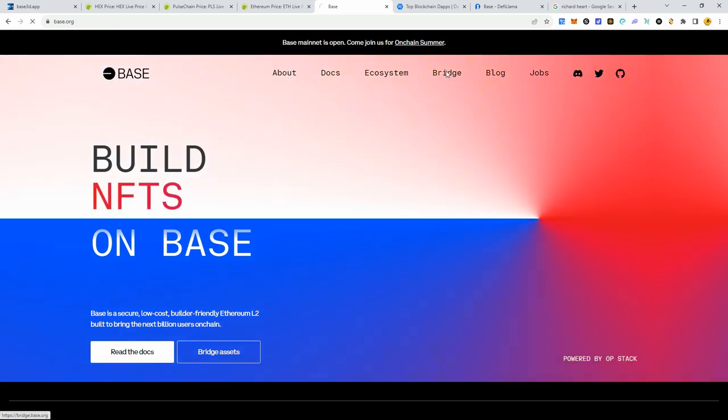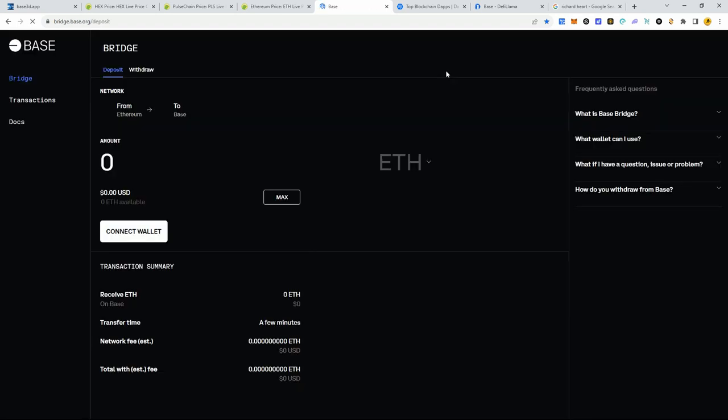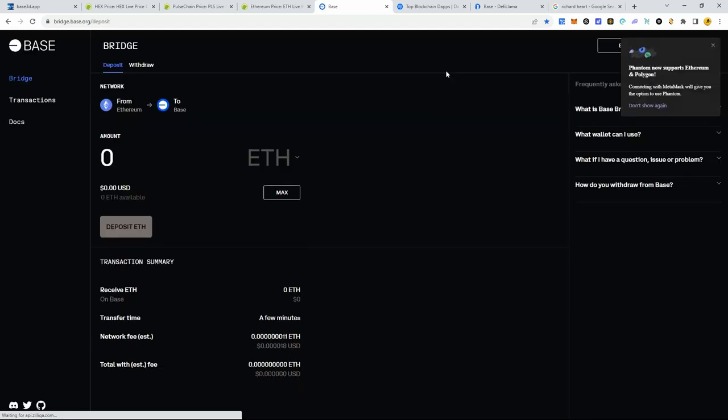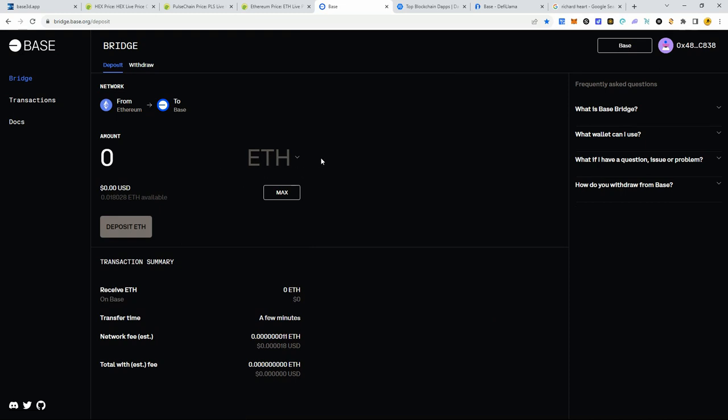As you go over here to the bridge, you're literally just bridging from your Ethereum to Base, and you're getting ETH on Base. Okay, you actually use Ethereum. It makes sense to me because I take my Ethereum from the Ethereum network. I bridge it to Base. Now I have that same Ethereum I'm using on Base.